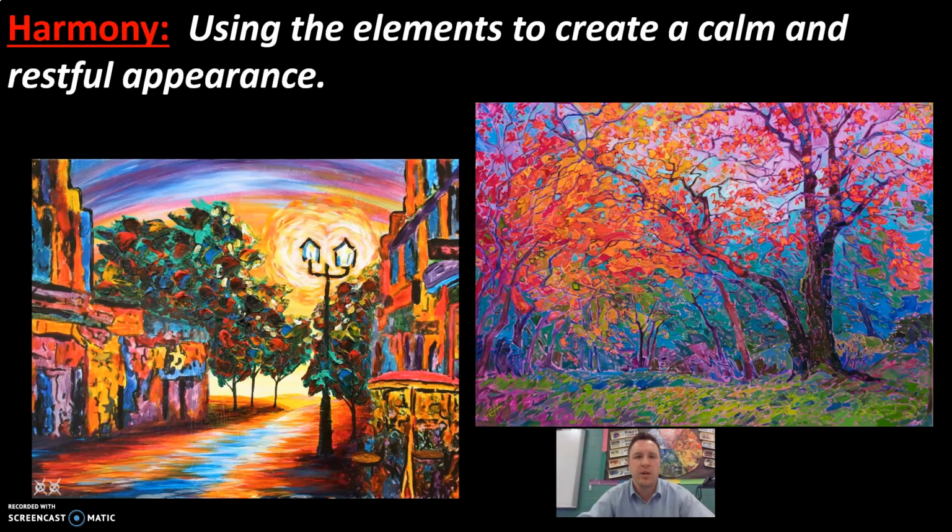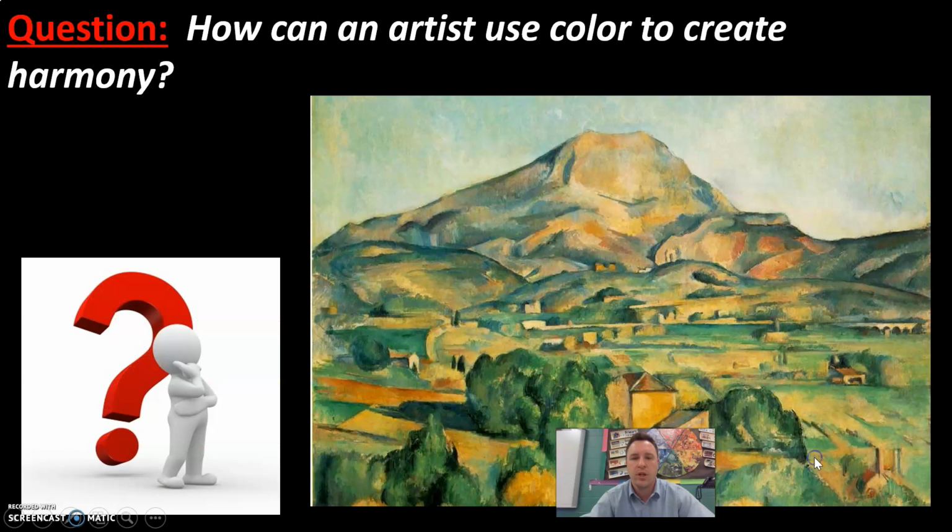Harmony is the opposite of rhythm. It uses those elements to create a calm and restful appearance. These two images seem a lot more calm and peaceful, with more solid blended colors that don't represent a whole lot of motion. It's just very still and silent. So harmony would be the opposite of rhythm. You want to be thinking about whether you want to create a rhythmic artwork or a harmonious one based on the mood you're trying to convey.